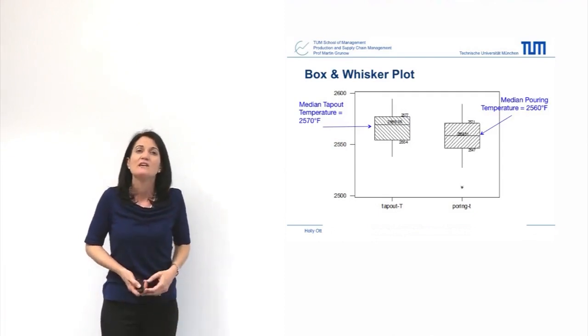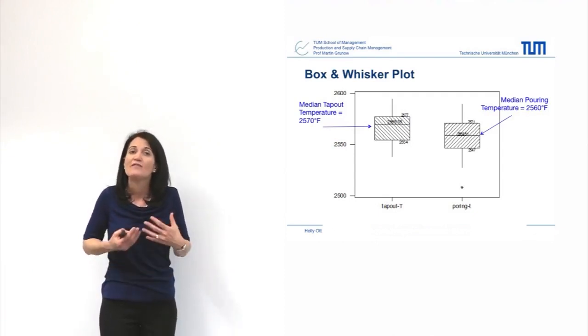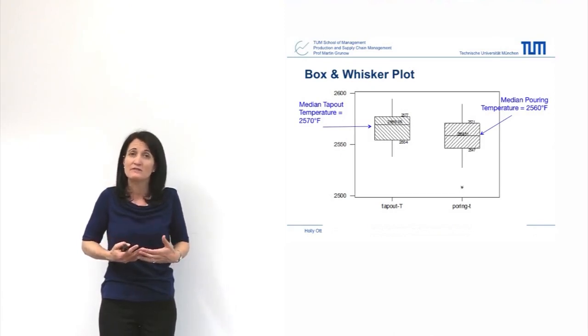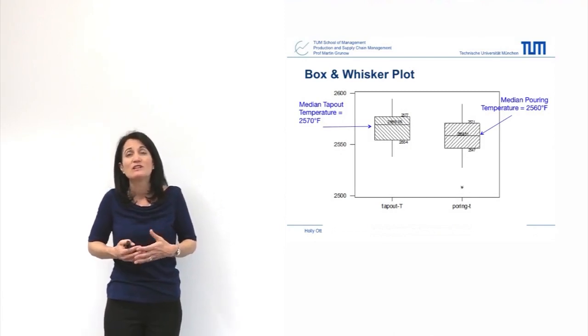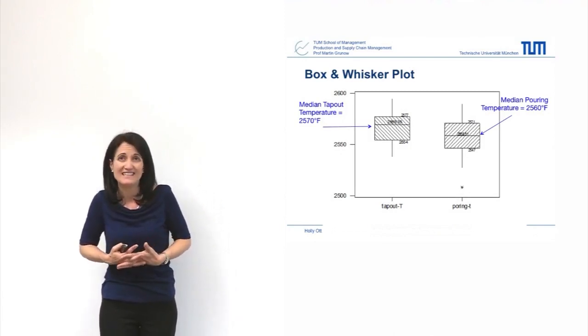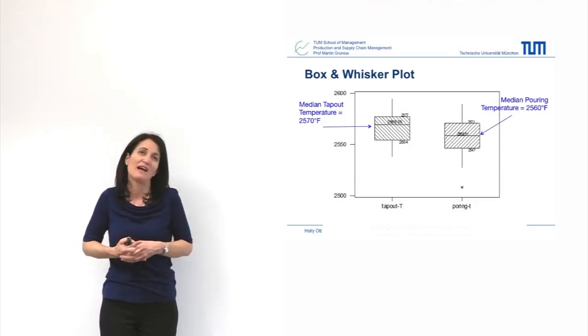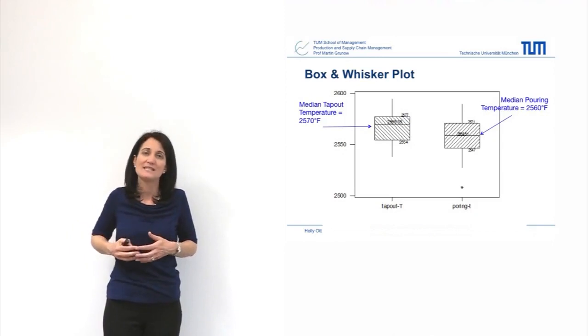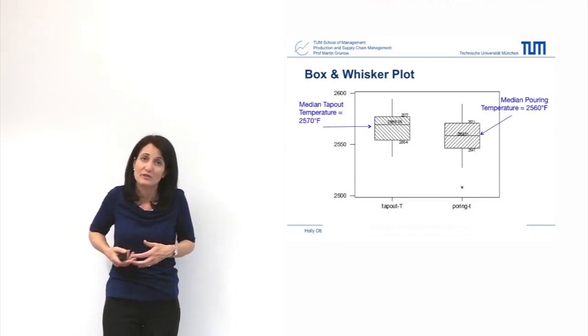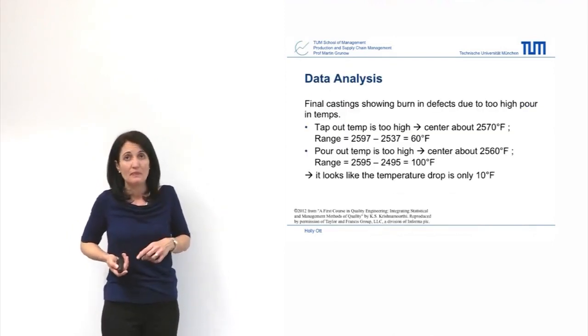And you can see for the tap-out temperature, we have a median temperature of 2,570, and for the pouring, we're at 2,560. That's not our target, that's too high. You can also see that the spread of the data increases slightly at the pouring temperature.